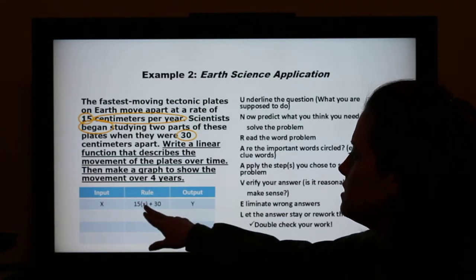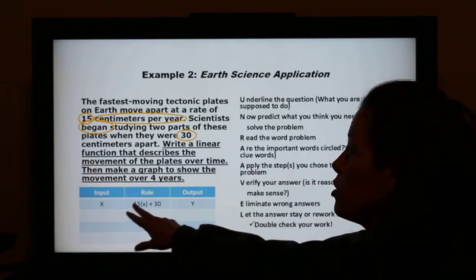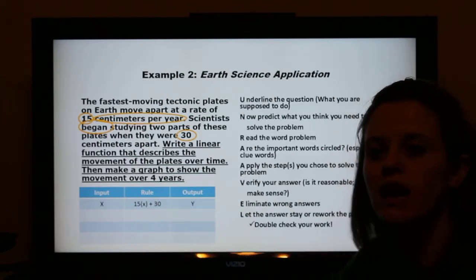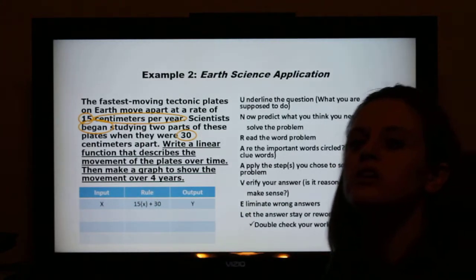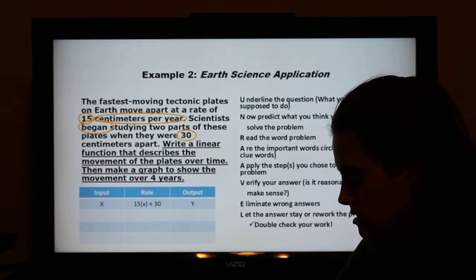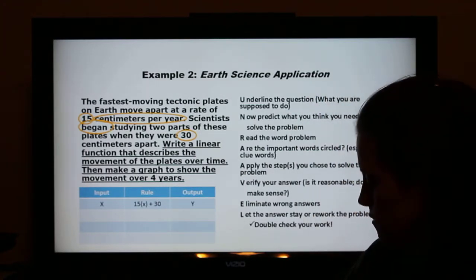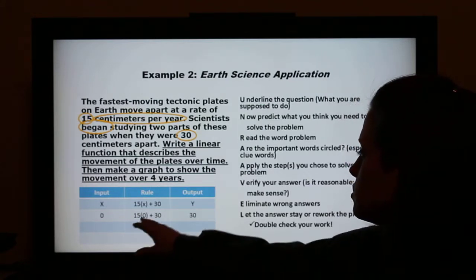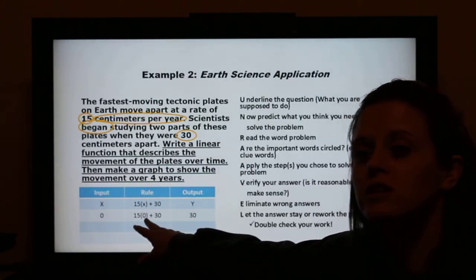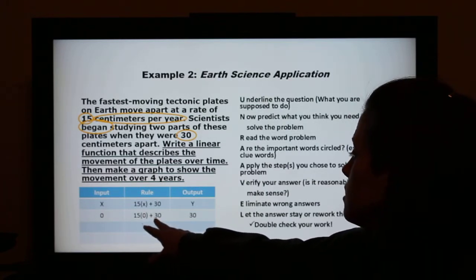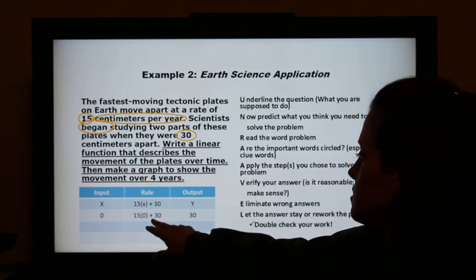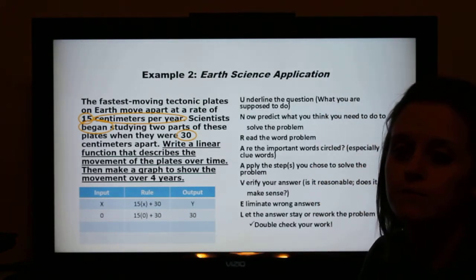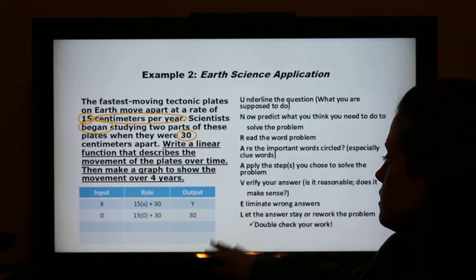Remember I said the per means I'm going to multiply by 15. And 30 is where they started. So I'm going to add the 30 to it to begin with so that I show that they started at 30. Now if I plug in numbers here, and again I get to choose those, the first number I'm going to choose is 0 because that shows where they started. 15 times 0 gives me 0, plus 30 gives me 30. So my first point would be 0, 30, even though I didn't have a column here for my ordered pair this time.